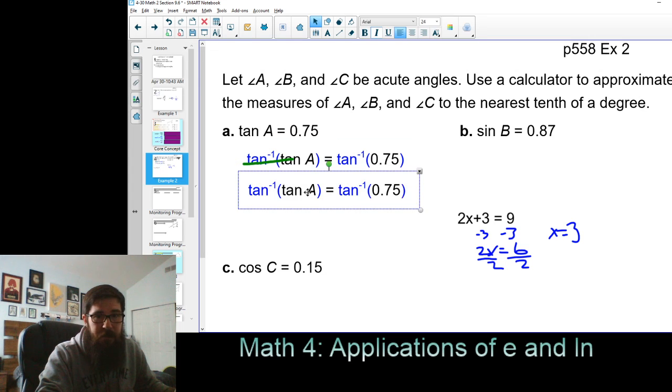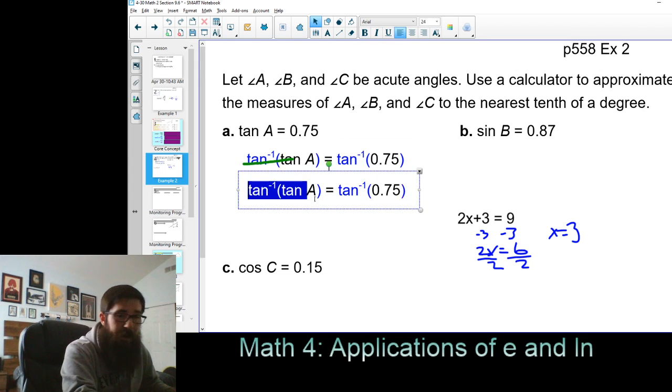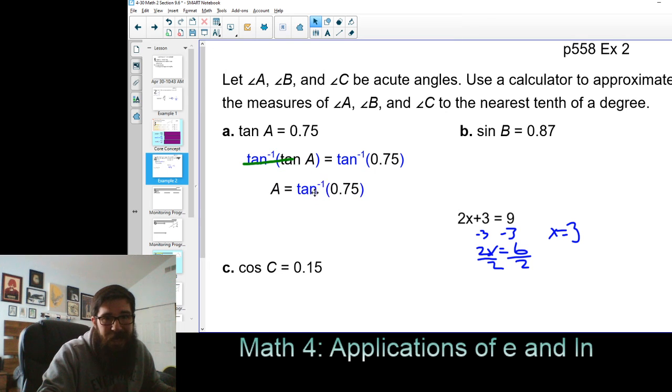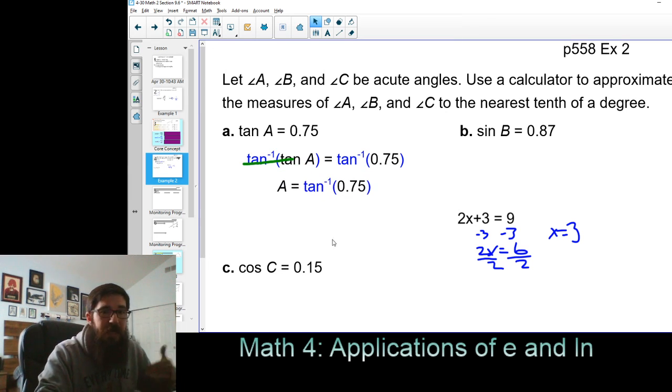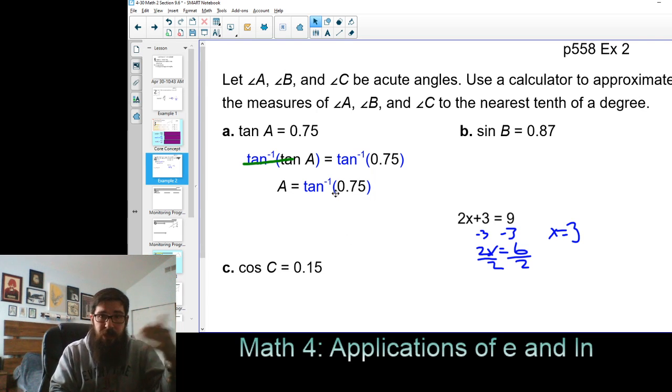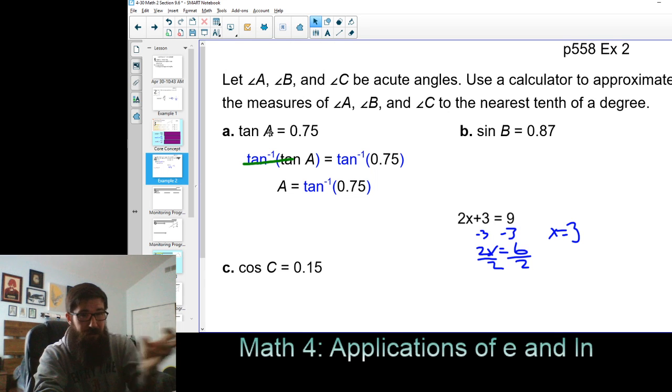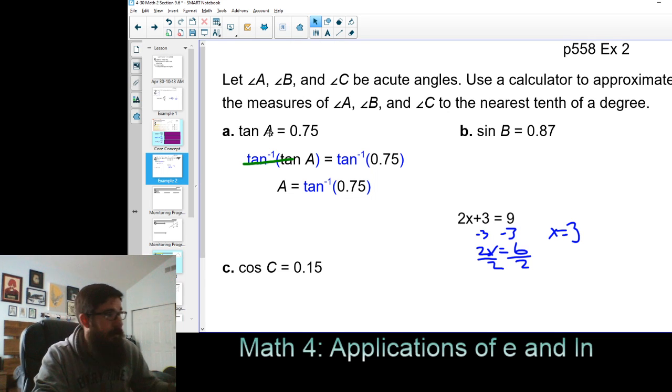I'm going to copy this step down. I now have this guy right here. A, the angle, is the inverse tangent of 0.75. That 0.75 is the ratio of the opposite over adjacent. Now, if you've gotten to this point, great. Basically, if we're asking you for an angle, you're just going to do an inverse tangent of whatever the other side is. It's always going to match up that way.